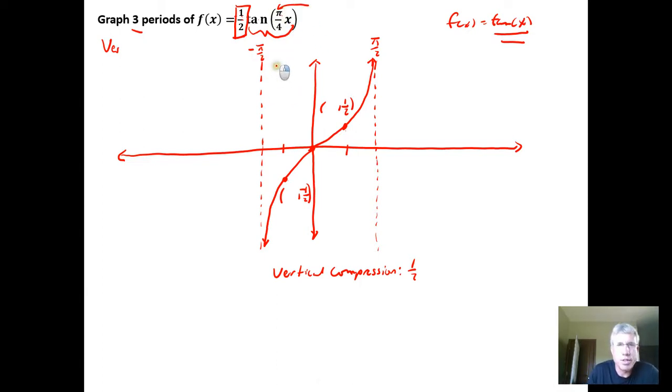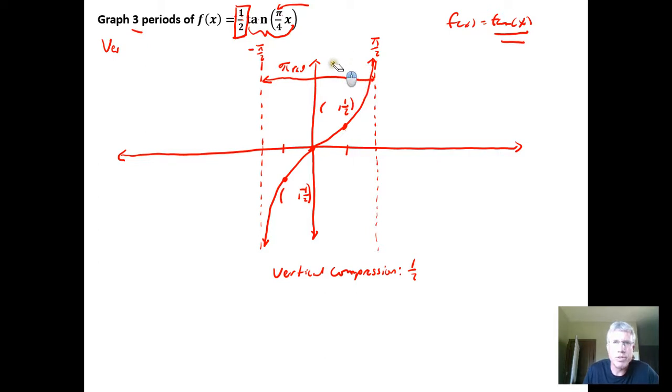So to get at the change in the period, what we want to remember is that the distance between vertical asymptotes is 180 degrees or pi radians. And this pi over 4 times x, this pi over 4 is going to change this. In fact, this is about 3/4, so it's going to cause a horizontal stretching. It's going to slow how quickly the graph happens down. It's going to wind up stretching it out.